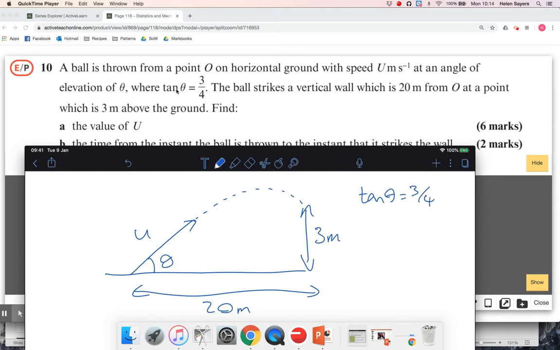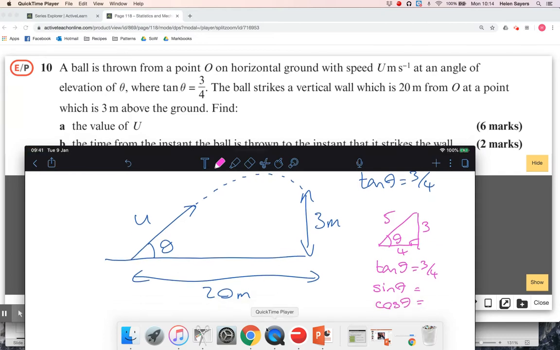I could do inverse tan of 3/4 and get theta, and then do sine theta and cos theta that way. But there is a neater way of doing it. If tan theta is 3/4, and I know that tan is opposite over adjacent, then using Pythagoras, because that's a right angle triangle, I get a hypotenuse of 5. So then I can get the exact values of sine theta and cos theta from SOHCAHTOA.